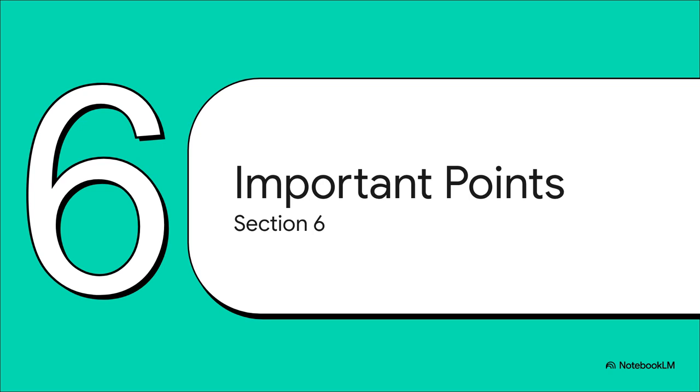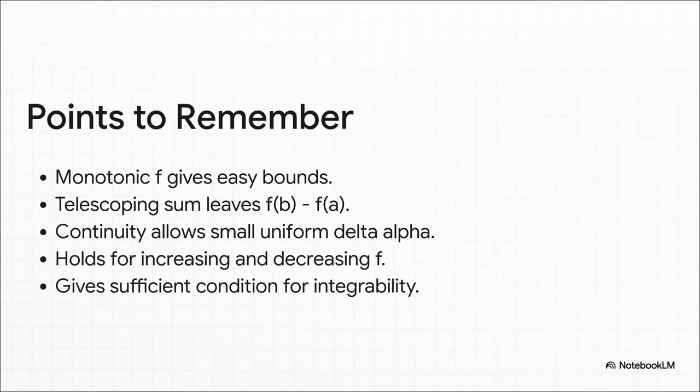And finally, Section 6, important points and memory. So the crucial point is really how you remember these properties. Here are the 5 important points to remember, read exactly from the notes. 1. Monotonic function implies easy identification of Mi and mi. एकदम direct upper और lower bounds मिल जाते हैं. 2. Telescoping sum, summation i equal to 1 to n, f of xi minus f of xi minus 1 is equal to f of b minus f of a. ये calculation का main shortcut था.